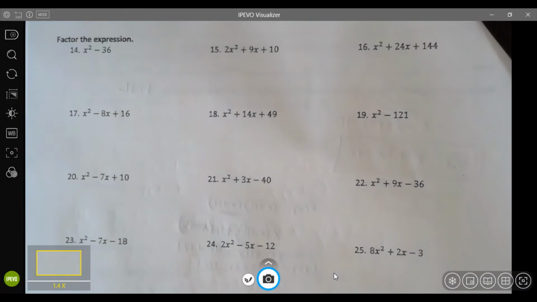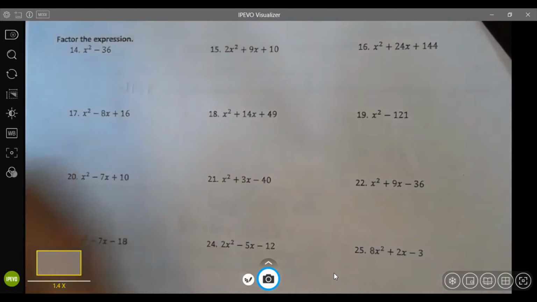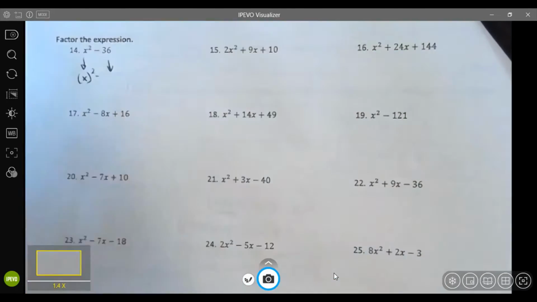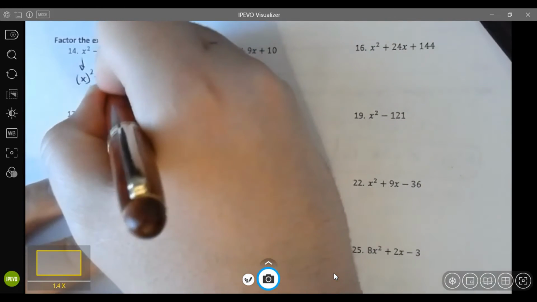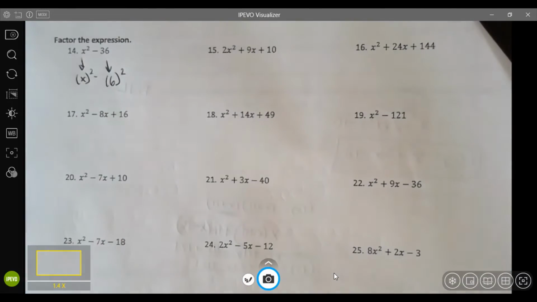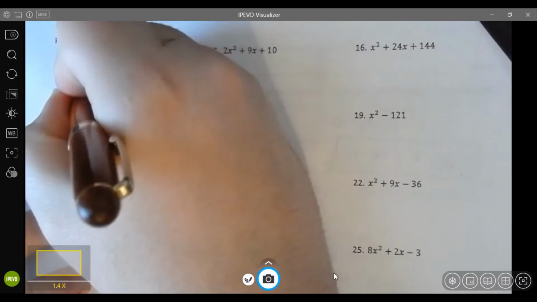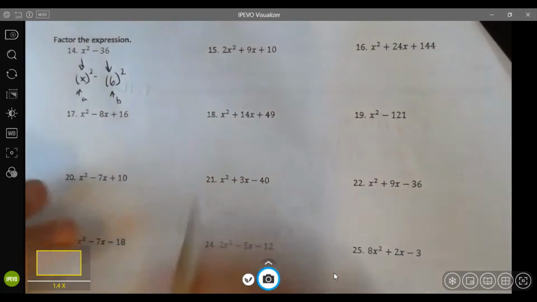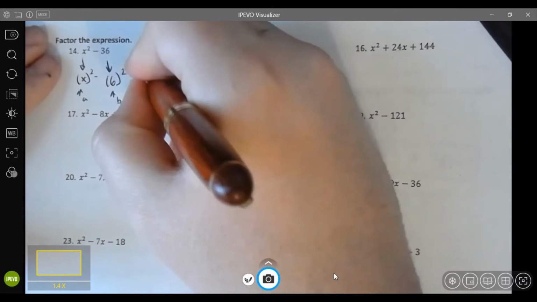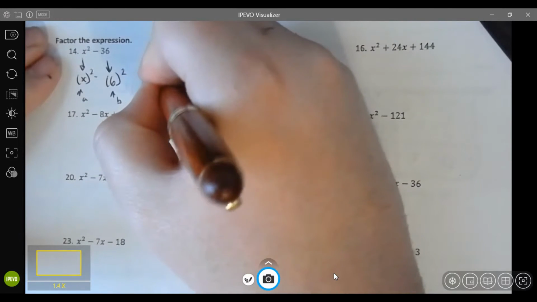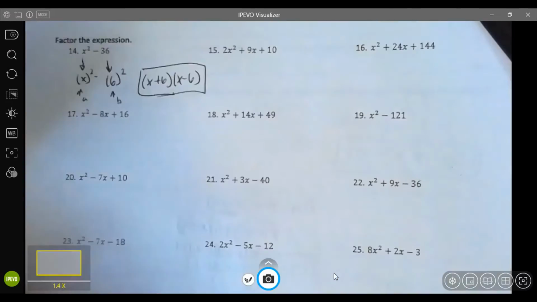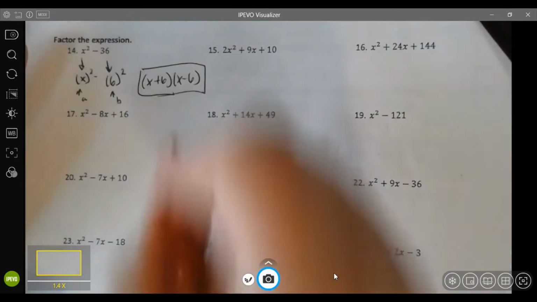For 14, x squared minus 36, this is the difference of two squares. So you have x squared minus 36, which is 6 squared. That's going to factor as a plus b, a minus b. This is my a, this is my b. So a plus b, a minus b: x plus 6, x minus 6. This is that difference of two squares method.